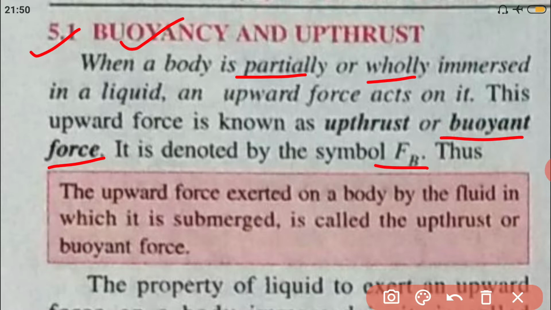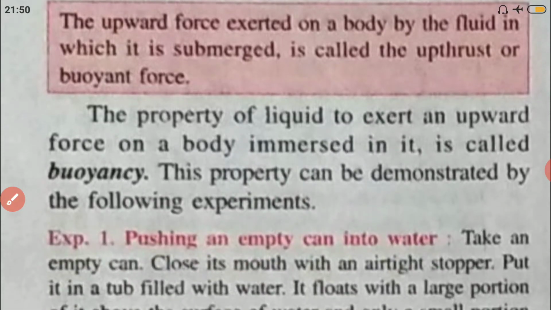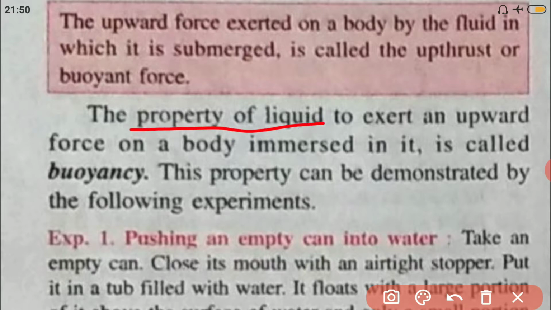or buoyant force. So the object is feeling a force because of the fluid, and that force is known as upthrust or buoyant force. Now let us understand what buoyancy is. The property of the liquid to exert an upward force on a body immersed in it is called buoyancy. This property can be demonstrated by the following experiments. Before going to these experiments, I would like to play one small clip regarding this upthrust.